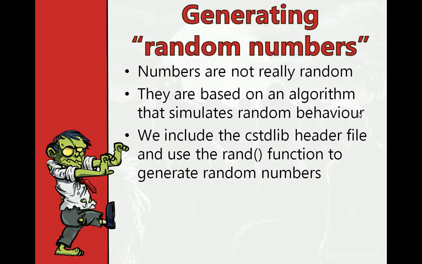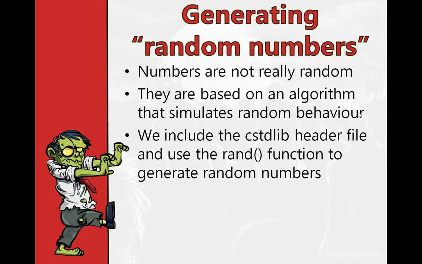Alright, generating random numbers. Now, why is "random numbers" in quotation marks? Well, when we generate random numbers with a computer, the numbers aren't really random. They're based on an algorithm that simulates random behavior. Now, an algorithm is just a mathematical formula. Don't let that throw you. But these algorithms are really quite complex, which is why we don't want to do this ourselves.